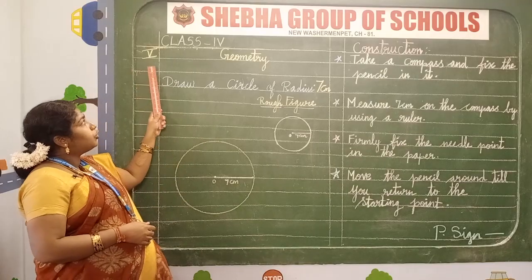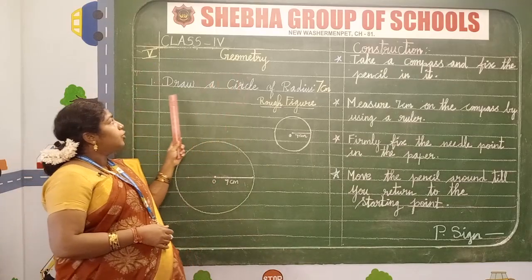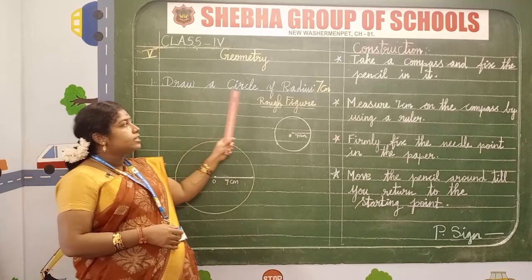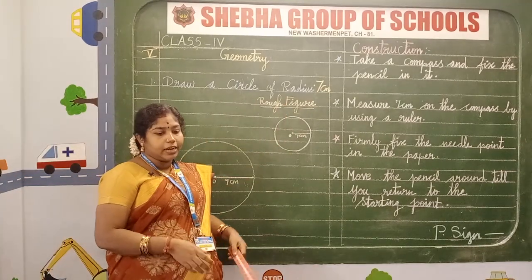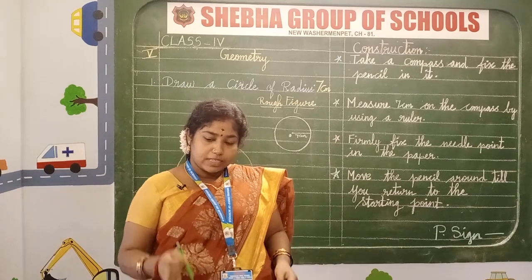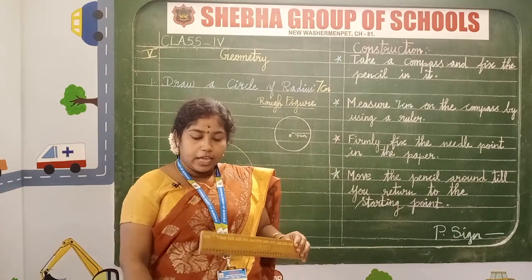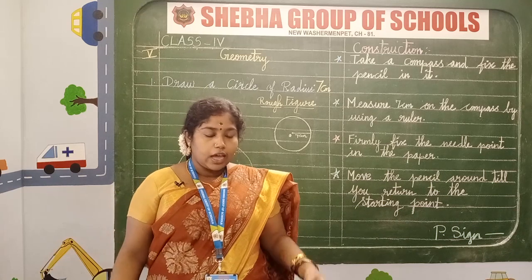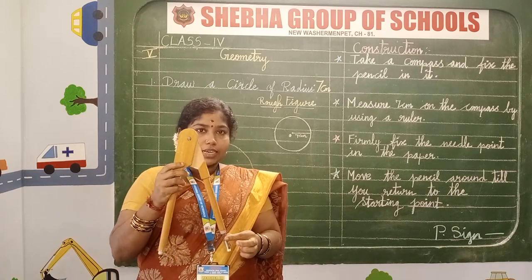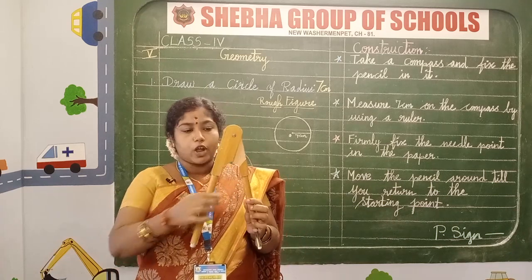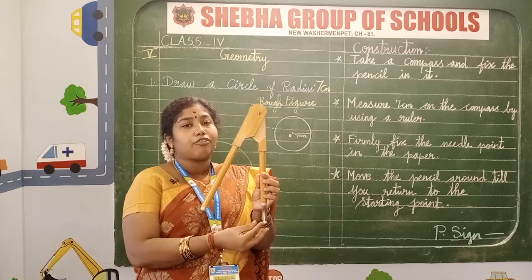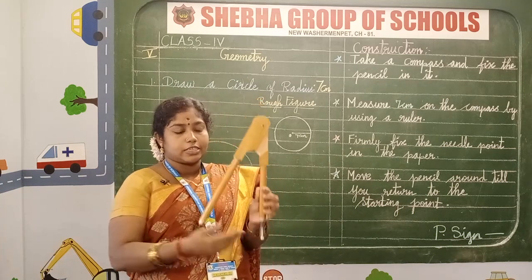Students, our fifth topic is geometry. Today we are going to draw a circle of radius 7 cm. We need some stationery things, children. Take your pencil, sharpen it, be ready. Eraser, ruler and a compass. Fix the pencil in it. This one is the needle point and this is the pencil point. You have to fix the pencil in the pencil point.